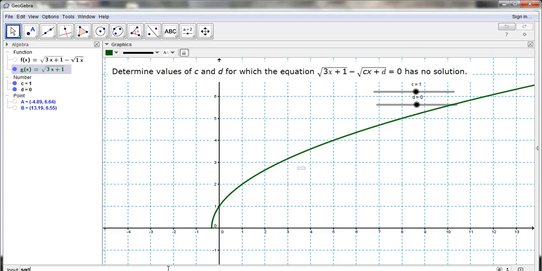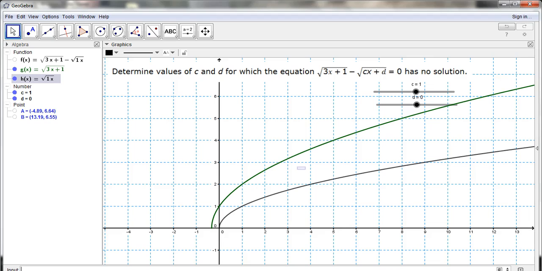So now I'm going to enter the square root of c times x plus d, and there's that graph of what my c and d are set to. And it kind of shows you the simplified version a little bit in the algebra window. So let's make that say red. Okay, so there's my two functions, right?